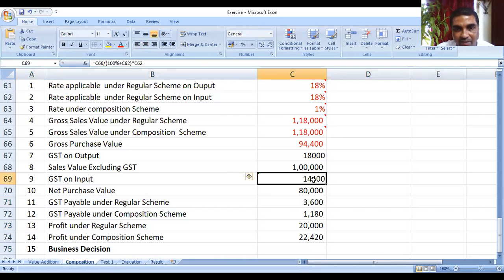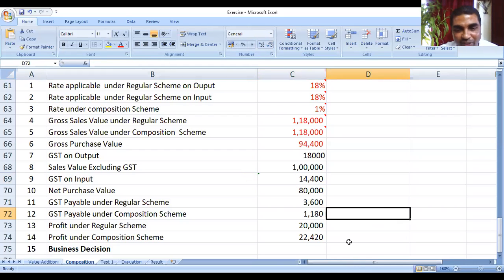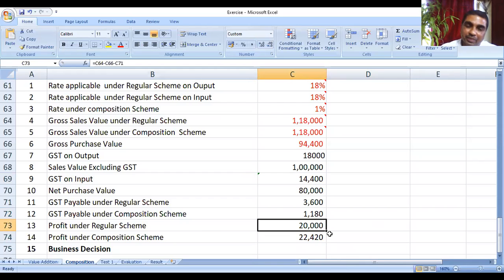Here, what business decision has to be taken? Now you have understood. Let us say profit is more, here in this example, in case of composition scheme. So you can say if this particular cell is more than this cell, then go for composition scheme. If it is not more, you may go for regular scheme. If they're same, you can go also for regular scheme. Okay, so we'll give that formula.